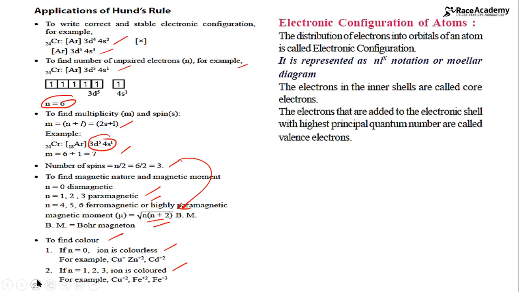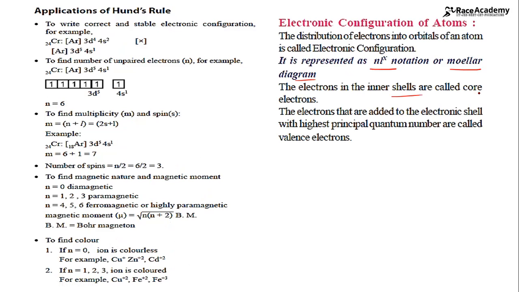Now once again, we'll check it out. What is electronic configuration? It is represented by the nlx notation, and you can write it in the Moeller diagram notation. This is the distribution of electrons into orbitals of an atom, which is called electronic configuration. Electrons in the inner shells are called core electrons, and electrons that are added to the shell with the highest principal quantum number are called valence electrons.